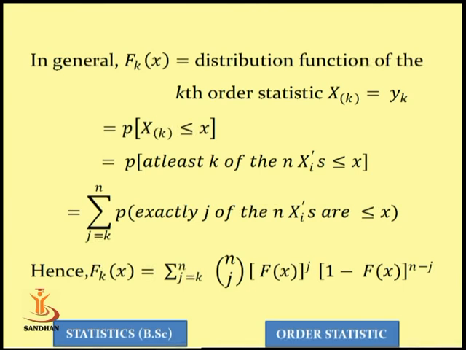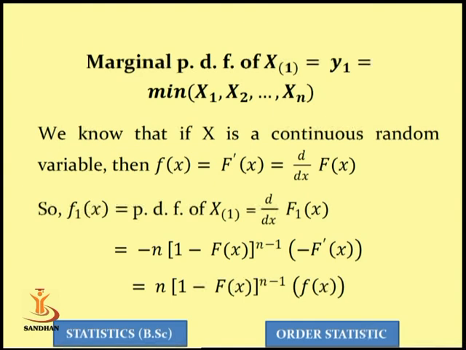So if j observations are less than x, then the probability is F(x) power j. The remaining n minus j are going to be greater than x, and so their probability is going to be 1 minus F(x), so 1 minus F(x) power n minus j. So the distribution function of the kth order statistic can thus be expressed as the summation over j from k to n, nCj F(x) power j times 1 minus F(x) power n minus j.